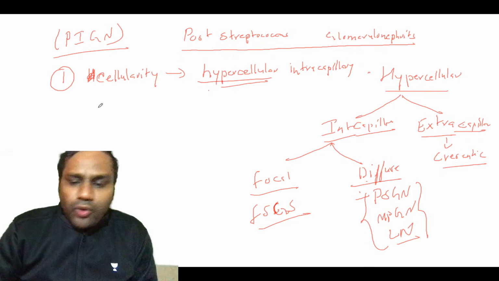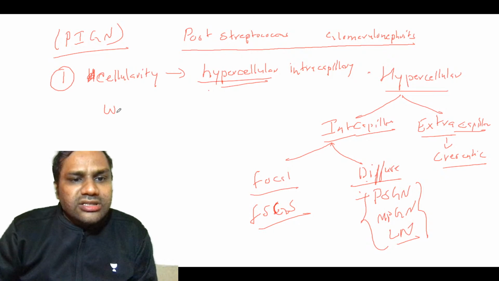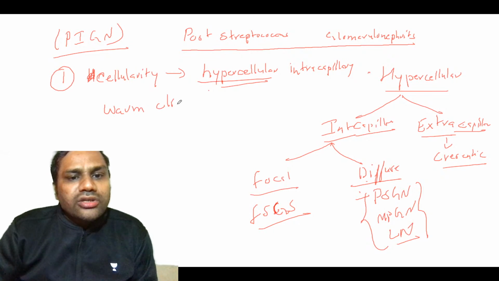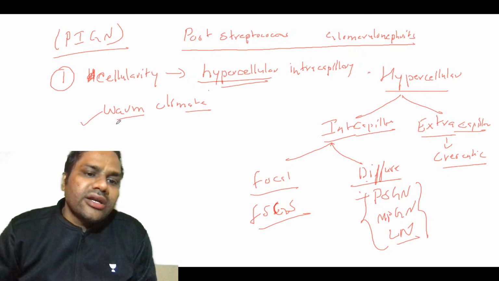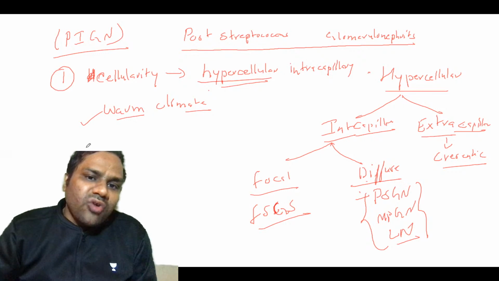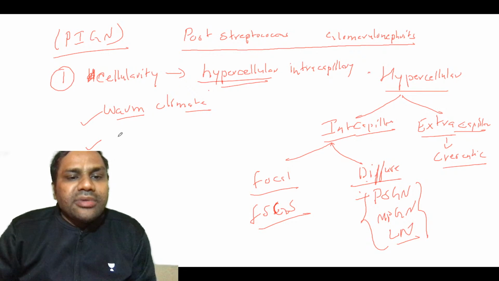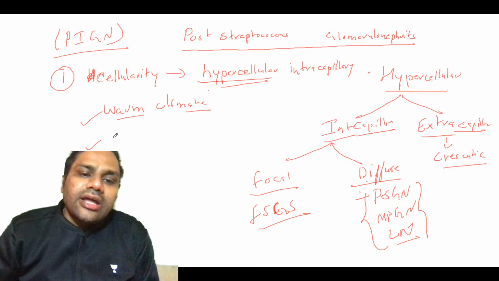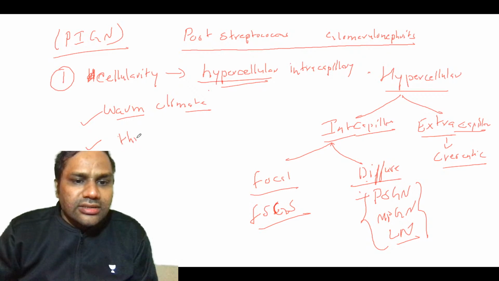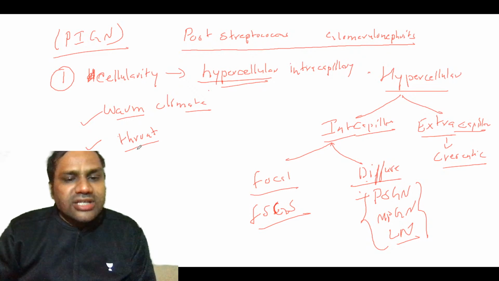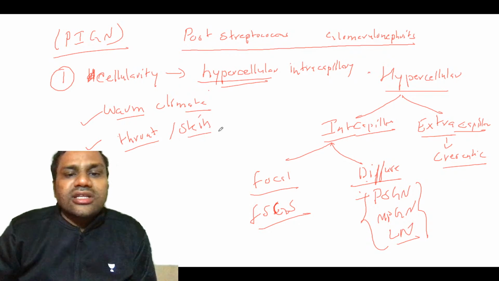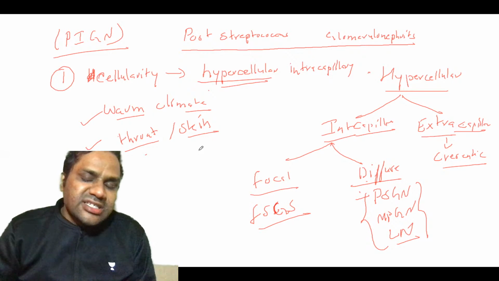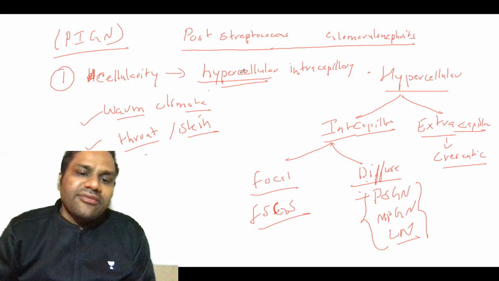Now some other clinical points you need to know. This mostly occurs in warm climates, so it can be seen very easily in our country. Before reaching the kidney, it can be associated with throat infection caused by streptococci, and skin infection. So throat and skin infection are the two common conditions which precede post-streptococcal glomerulonephritis.